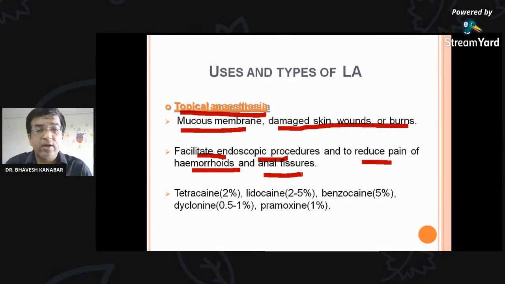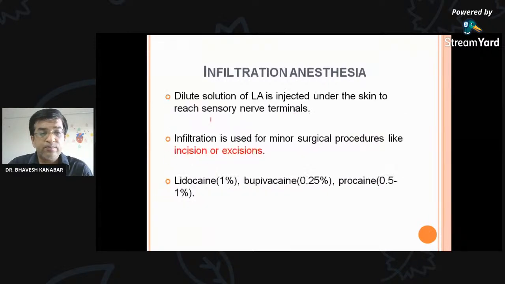For any procedure or surgery over the eye, topical anesthesia can be given. For glaucoma, if we want to measure the eye pressure by tonometry, topical anesthesia is first given over the eye in the form of eye drops, and then the tonometer is applied. It will decrease the pain. For topical anesthesia, tetracaine, lignocaine and benzocaine are the commonly used local anesthetics. So the first use is topical.